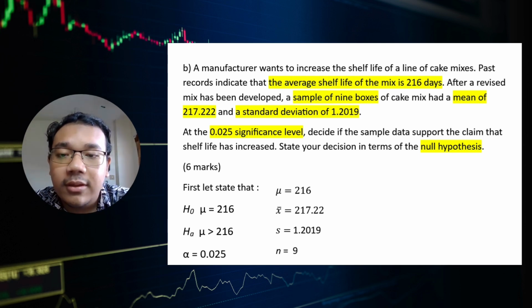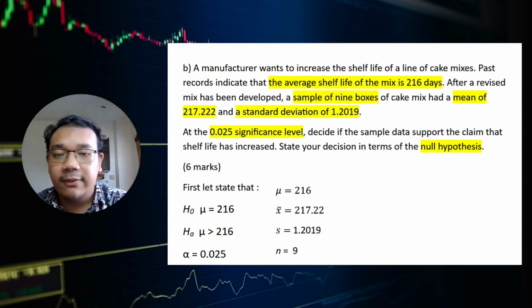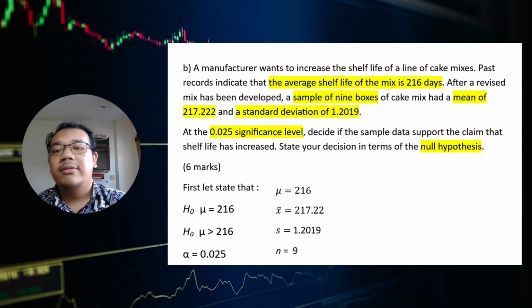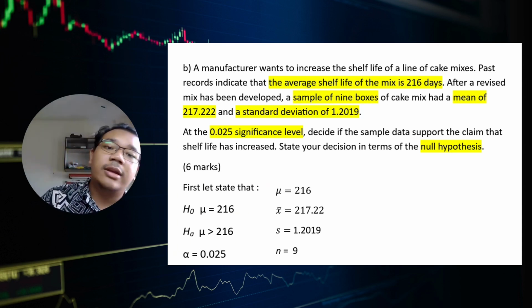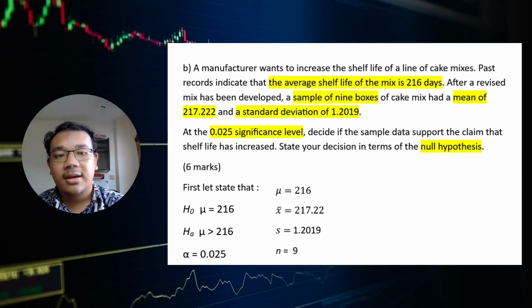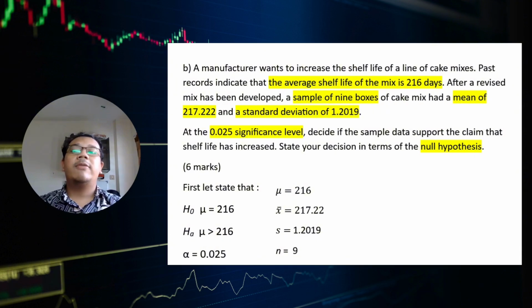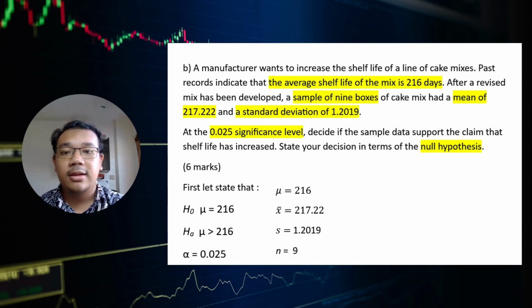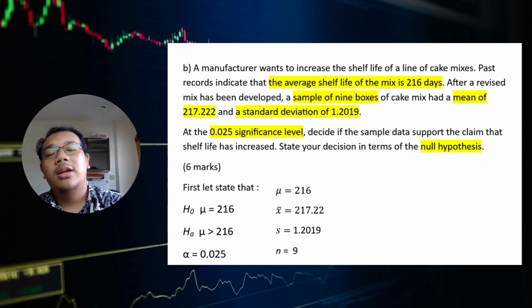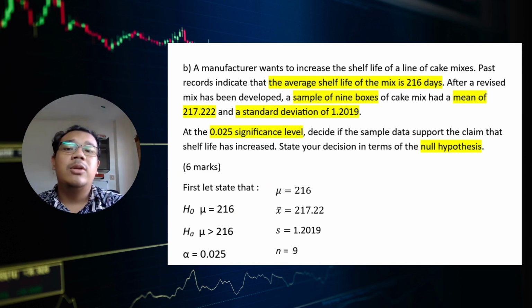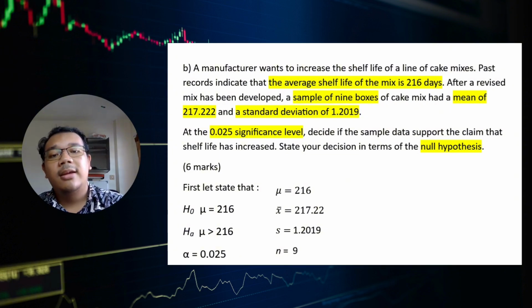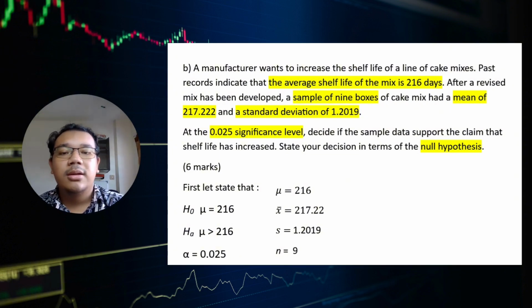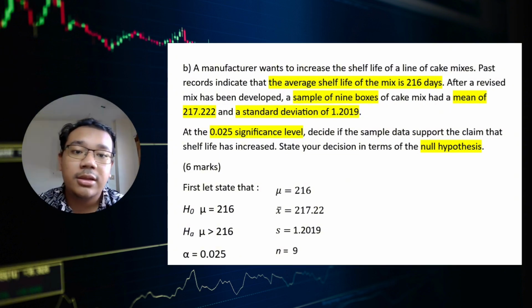A manufacturer wants to increase the shelf life of a cake mix. Past records indicate that the average shelf life of the mix is 216 days. After a revised mix has been developed, a sample of 9 boxes of cake mix had a mean of 217.2222 and a standard deviation of 1.2019 at the significant level 0.025.